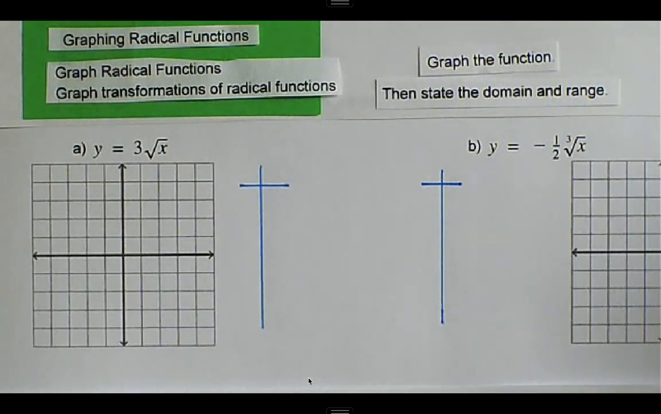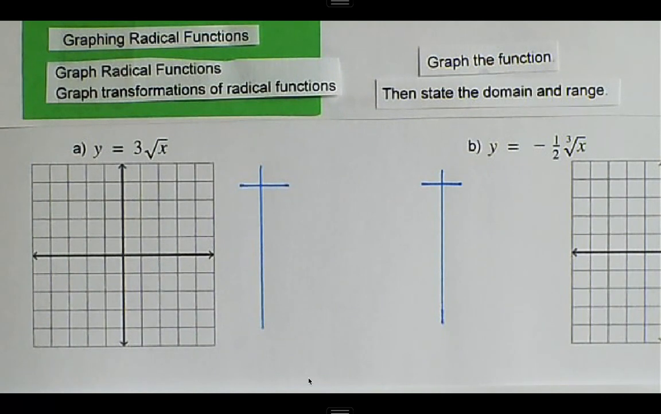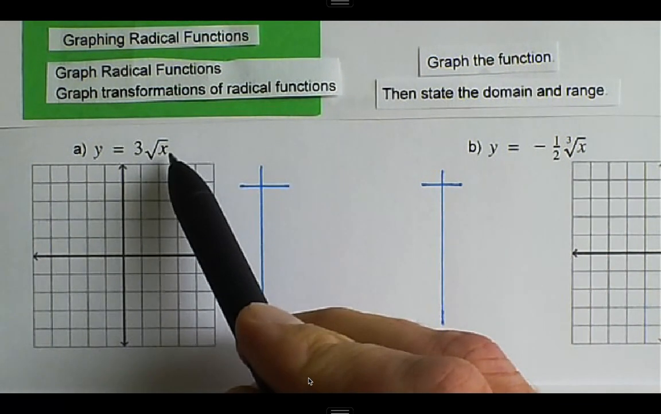We have the direction that we want to graph the function, and then state the domain. And the first thing that I always want to do whenever I'm graphing these functions is think about what the parent function looks like. And so if we look at example A here, we have a square root function.